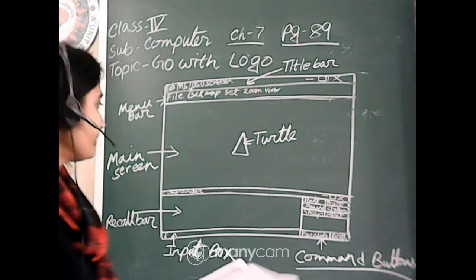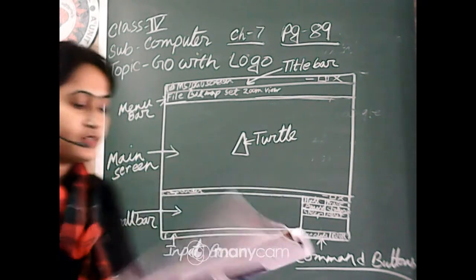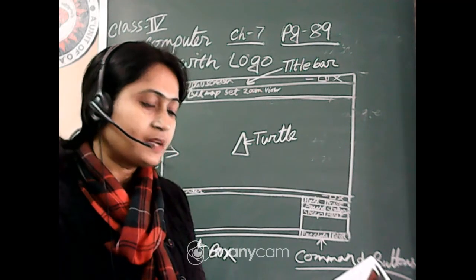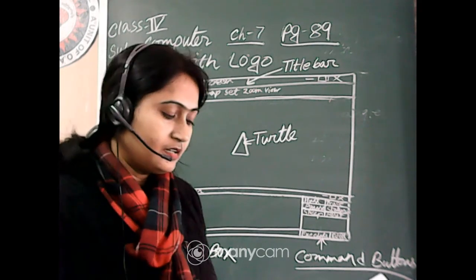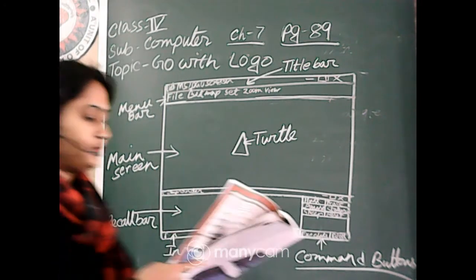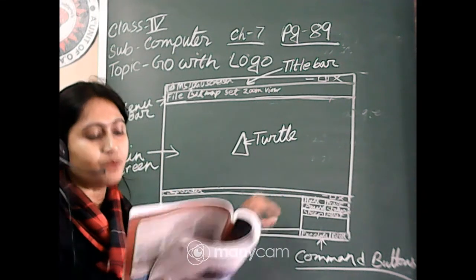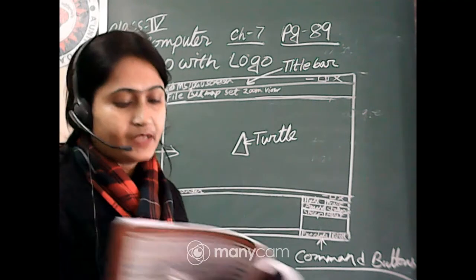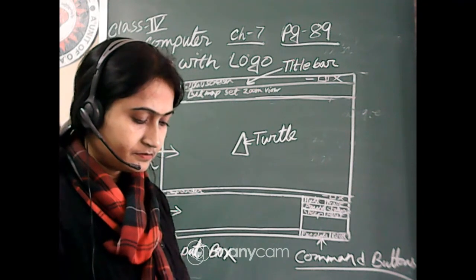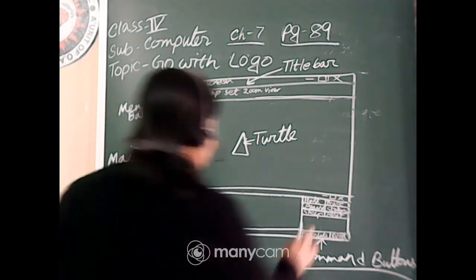Next is pause. After halt there is pause. This button is used to stop the program execution temporarily. If you want to stop the program temporarily, you have to use pause, and then the next one is step.